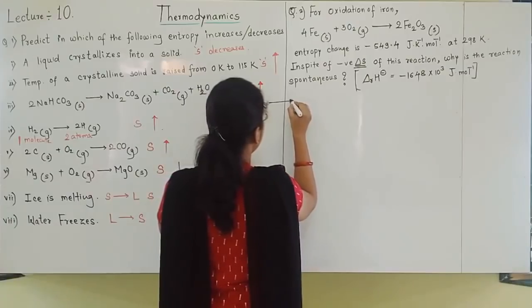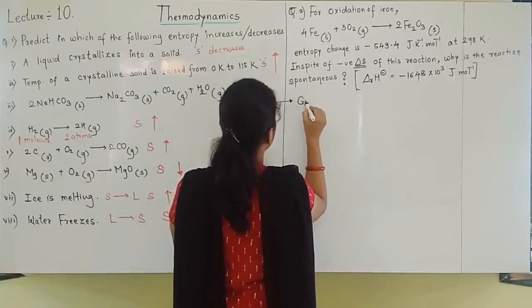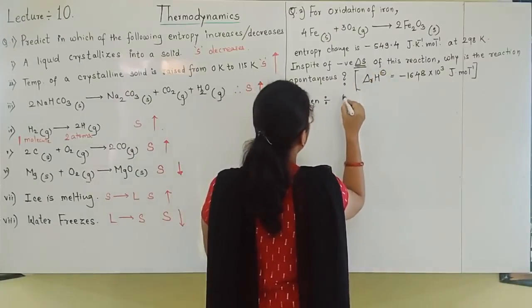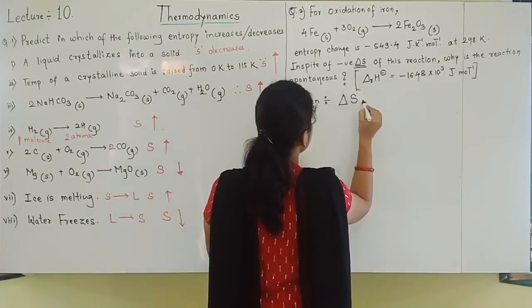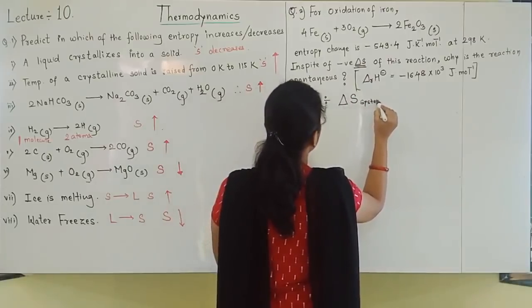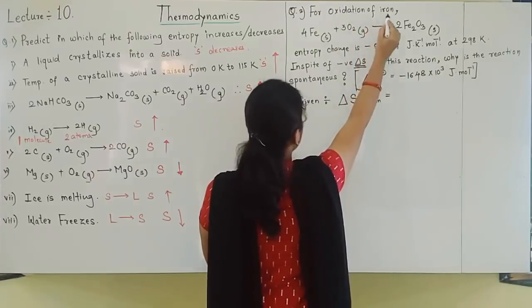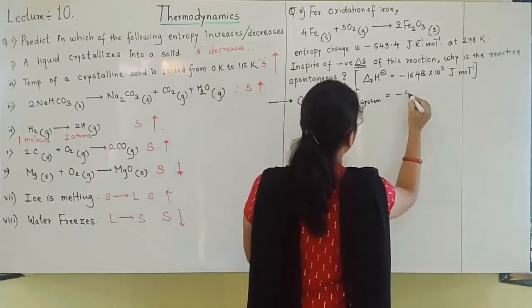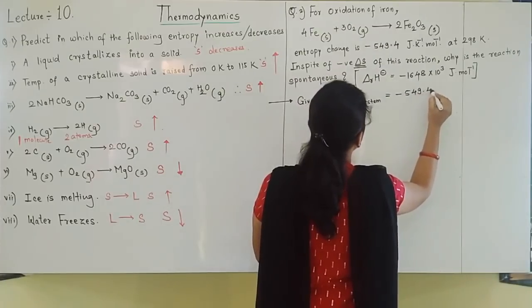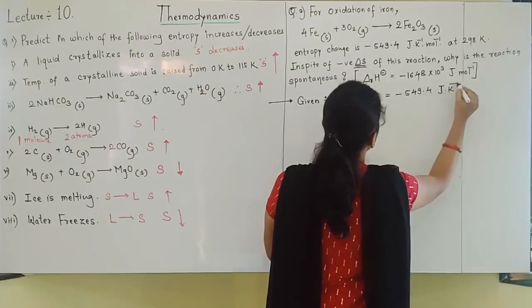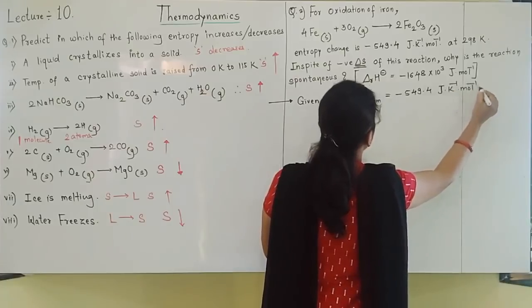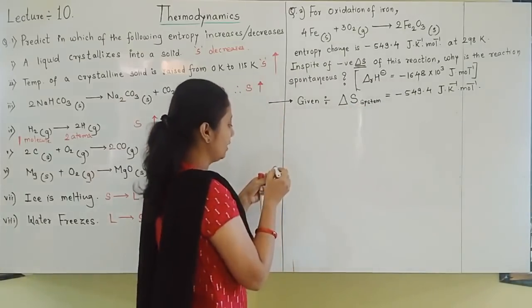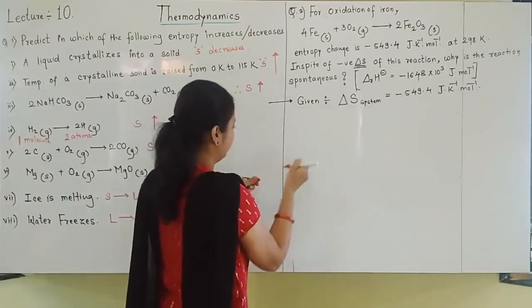First thing you should understand is what is given. Given is delta S, but that is for the system. Iron is undergoing oxidation, that is our system. So this negative value is the delta S of the system that is given.